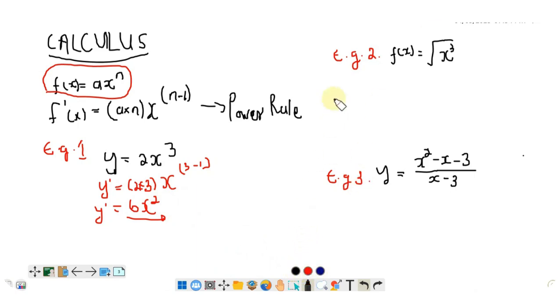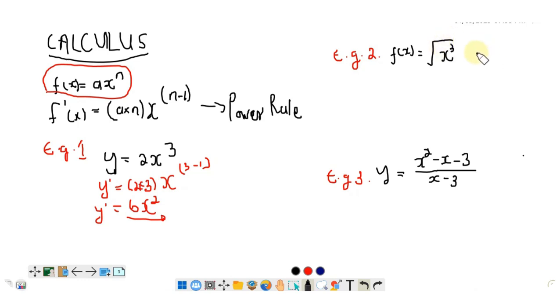Let's use the black color. So let's go to the next example. Here we have f of x is equal to the square root of x cubed. From the laws of exponents, I'm going to write this as a power. I'm going to remove the root and write it as a fraction of that exponent there.